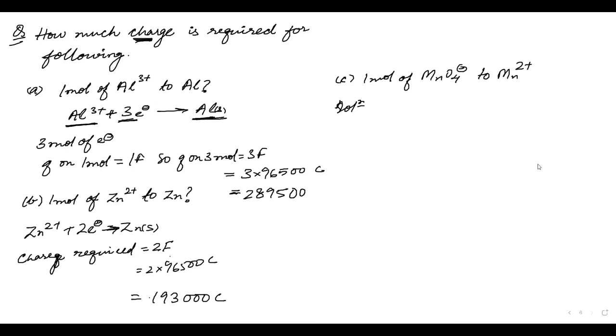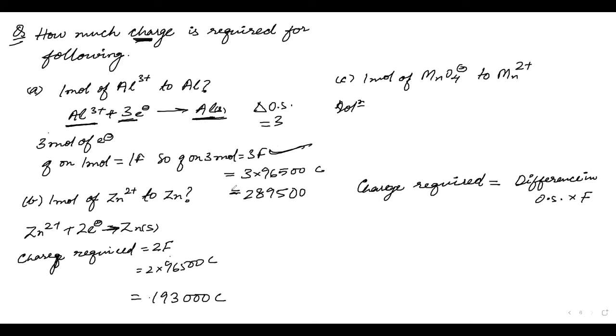A more appropriate statement would be, we don't even need to count the number of electrons. What we will say is, charge required is equal to the difference in oxidation state into Faraday. Let us test this statement. Now, what is the difference in oxidation state? Delta OS is equal to 3. We got 3F charge, correct?